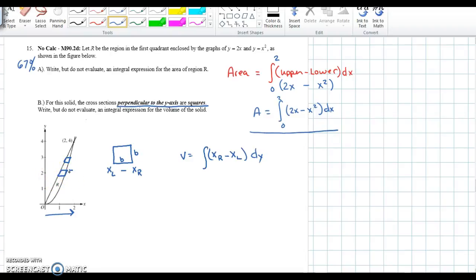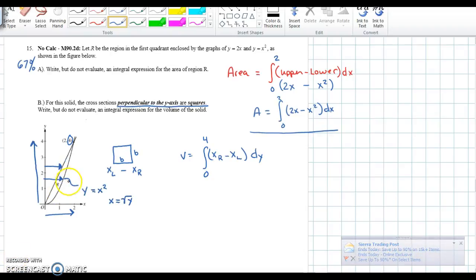The thickness of each one of these rectangles or squares is dy. That means we're going to go from 0 now up to 4 because we're tracking this way across the figure. And now I just have to figure out how far is x right and x left. The curve on the right is y equals x squared. But since we need this solved for x equals, I'll take the square root of both sides and get x equals square root of y. That means I have this term figured out.